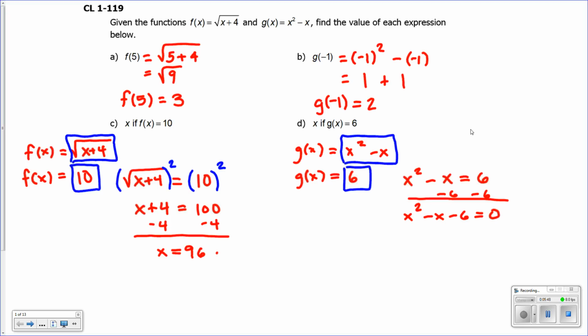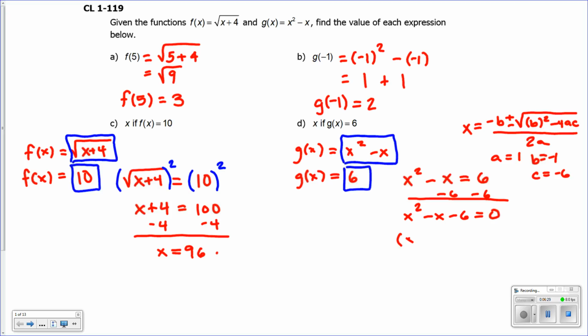Remember, your quadratic formula is going to be x equals negative b plus or minus the square root of b squared minus 4ac all over 2a. That's if you choose to use the quadratic formula. In which case here you have a is 1, b is negative 1, and c is negative 6. That's if you want to use that. I'm not using that. I'm going to go ahead here.